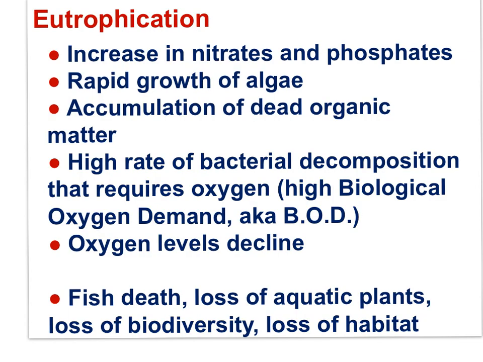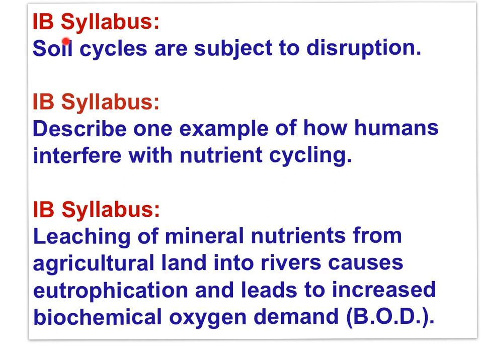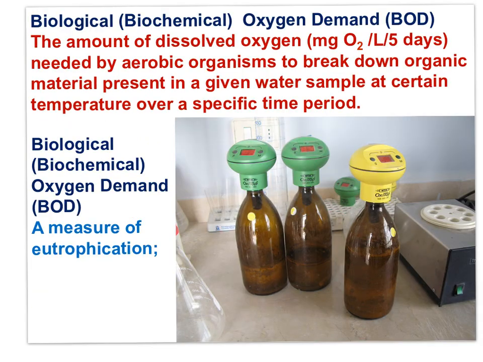So here is eutrophication in outline. I'll let you stop the movie and study this slide on your own. So I would hope that you are comfortable with these IB syllabus statements, including eutrophication that leads to the increased biochemical oxygen demand, BOD. But let me strengthen biological oxygen demand. Biological or biochemical oxygen demand is defined as the amount of dissolved oxygen required by aerobic organisms to break down organic material present in a given water sample at a certain temperature over a specific time period.